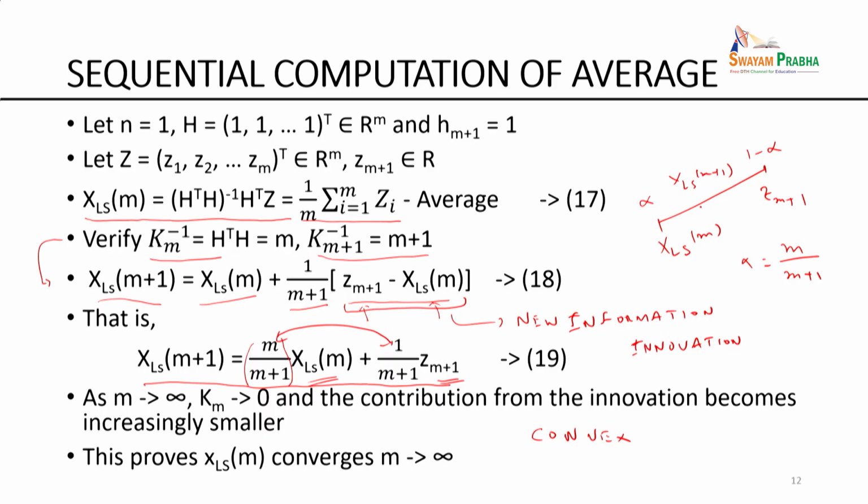As m goes to infinity, alpha goes to 1 and 1 minus alpha goes to 0. That means if you have been computing this average over a large number of observations, the new information does not bring about too much change in the average. The average tends to stabilize, and that's convergence. So this proves convergence of x̄_m as m, the number of observations, tends to infinity. This is a very good example to illustrate the power of the sequential method.